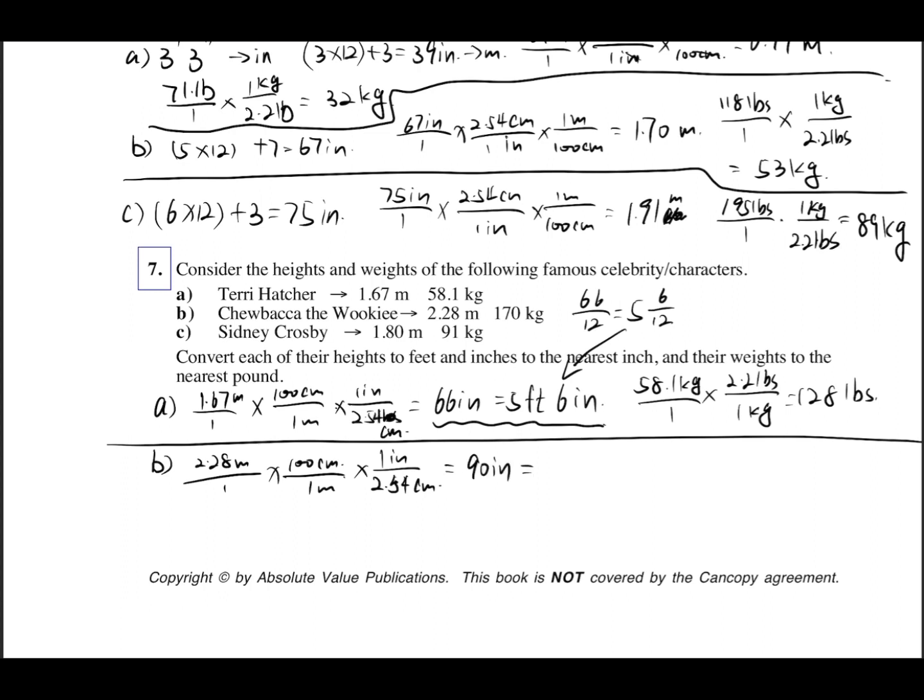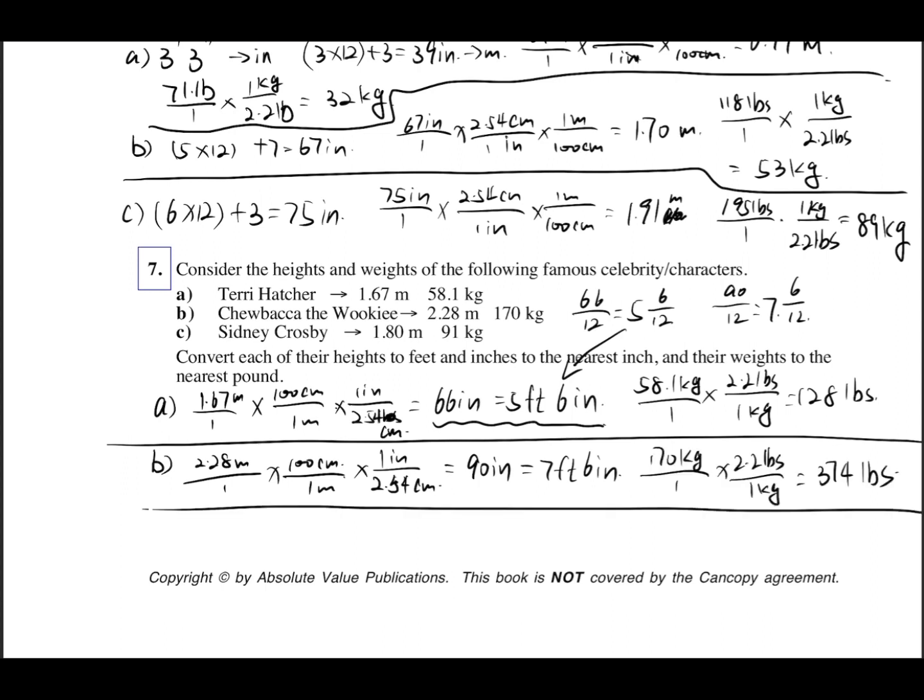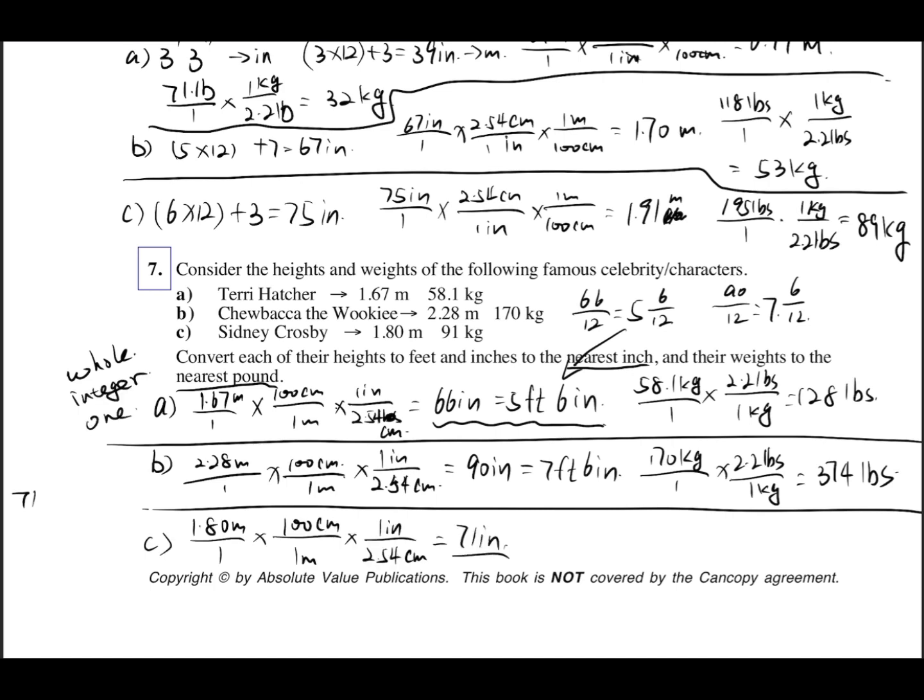Okay, and for 90 inches, 90 divided by 12 equals 7, with a remainder of 6 inches, so it's 7 feet and 6 inches. And I didn't mention, for here this is nearest inches and nearest pounds, which means you need a whole number, an integer. Okay, and for 71 inches divided by 12, the remainder is 11. So it's 5 feet and 11 inches.